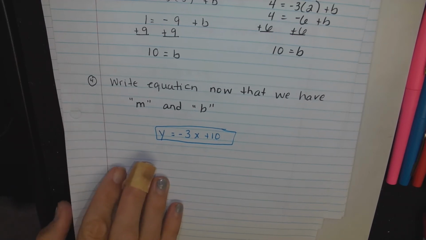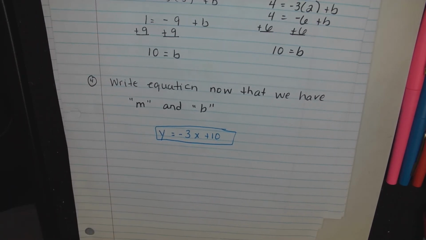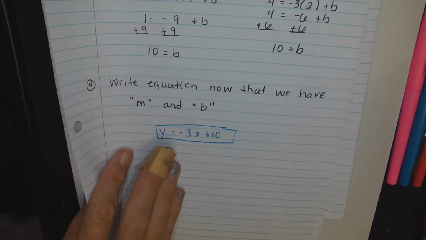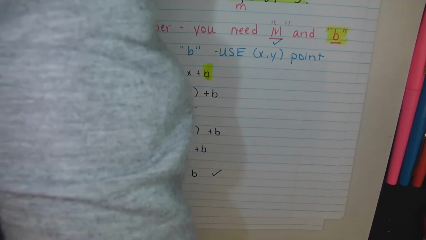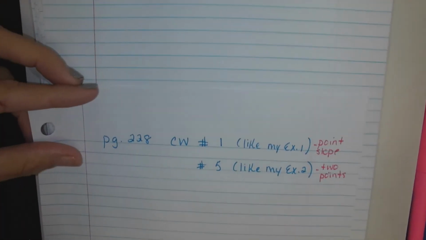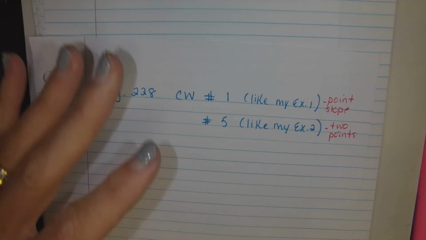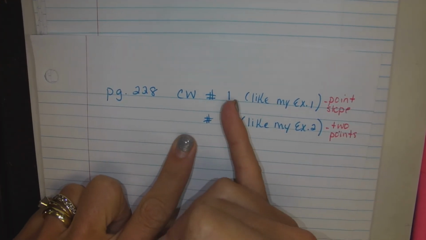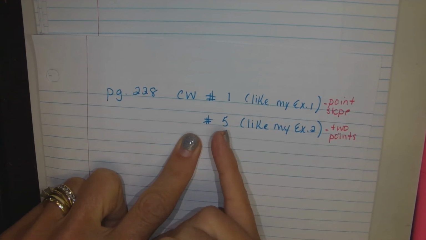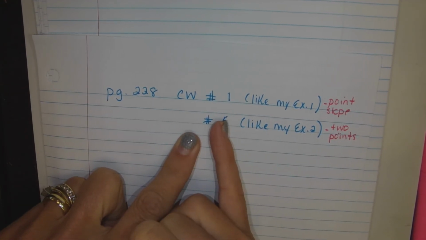Any questions? Get your iPads out and go to page 228. Okay, these are classwork, 2 to 8. I'm telling you to do number 1 and number 5. Number 1, mirrors. Y'all know what that means, right?